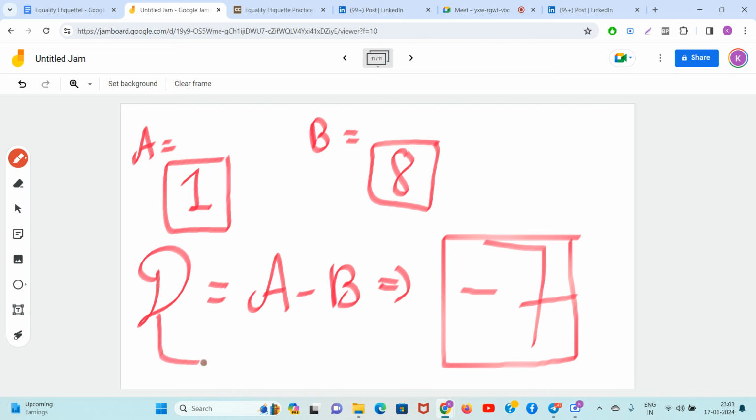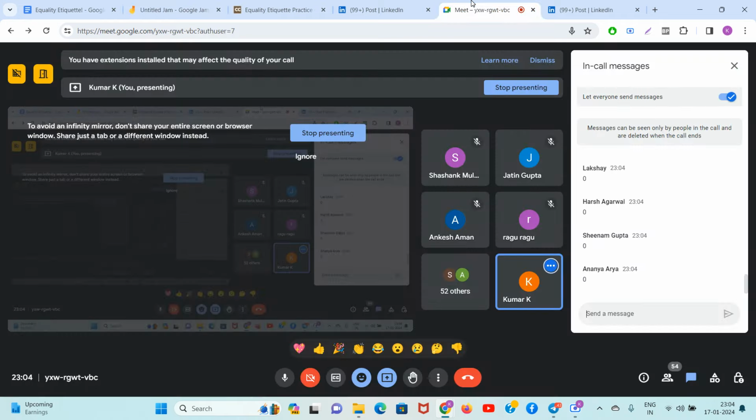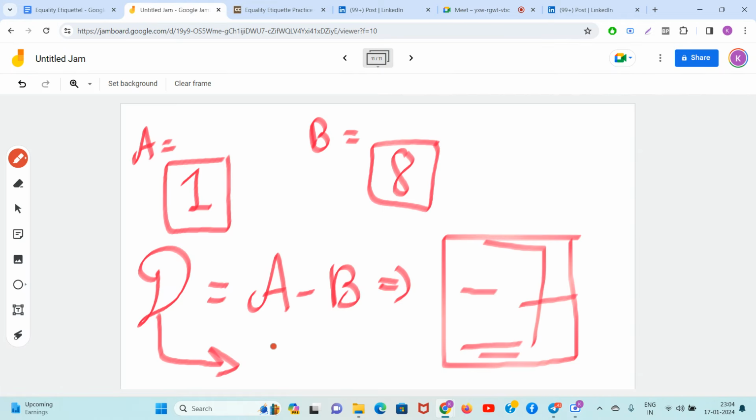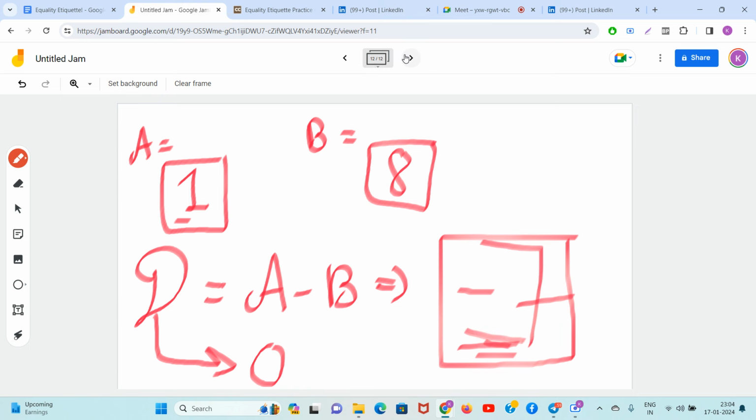Guys, what is the optimal difference which you want? Currently, it is minus 7. But what should be the difference to solve our problem? What should be the difference? If the difference is 0, then your job is done. Both the numbers become equal. But currently, the difference is minus 7.